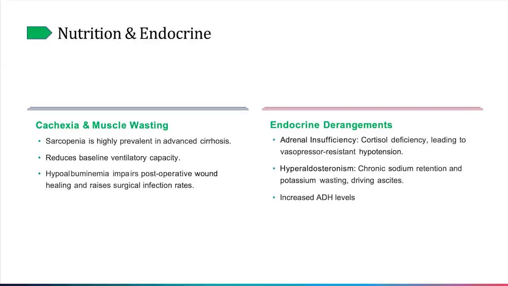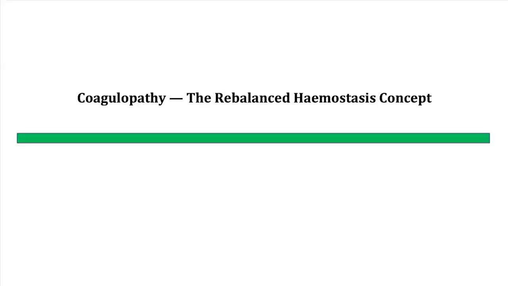And then comes the hypoalbuminemia, which will impair postoperative wound healing and increase the risk of surgical infection. Endocrine-wise, there will be adrenal insufficiency, which can lead to vasopressor-resistant hypotension in this kind of patient. And they have hyperaldosteronism, as I mentioned, activation of RAS and increased ADH levels. So both of these will lead to increased fluid retention. So those are the major systemic effects.